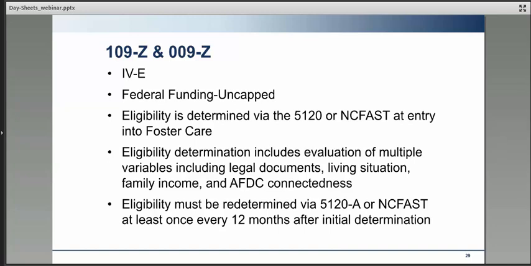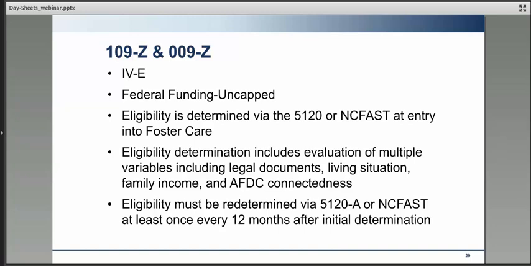Now, the eligibility also has to be redetermined every 12 months at least once via a 5120A or an NC FAST process every 12 months after the initial determination.